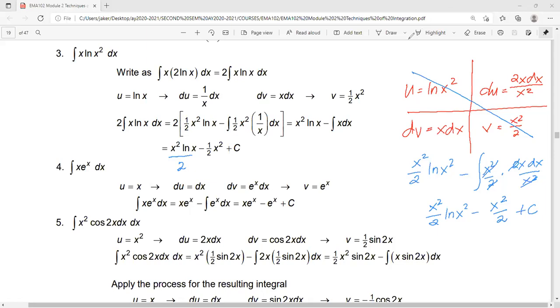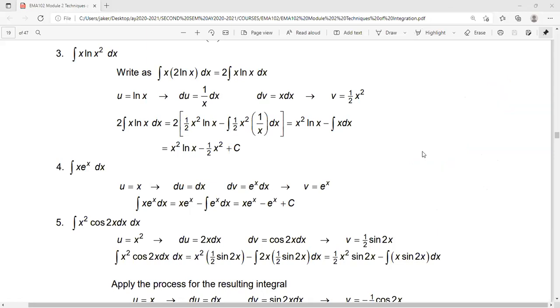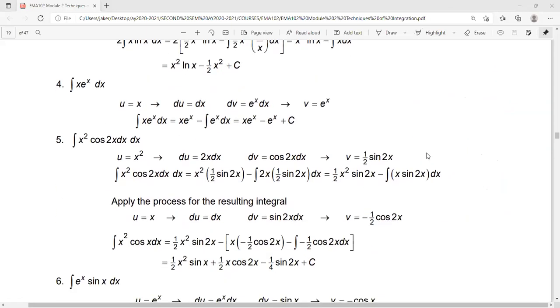No questions? Okay. Then we'll proceed to the fourth example. You still assign u and a dv. So we'll divide this into 4 portions again.